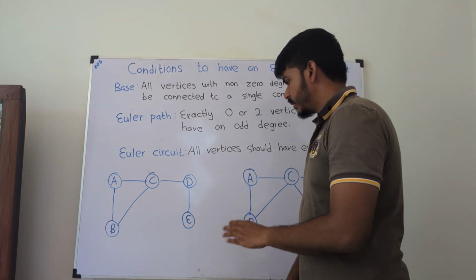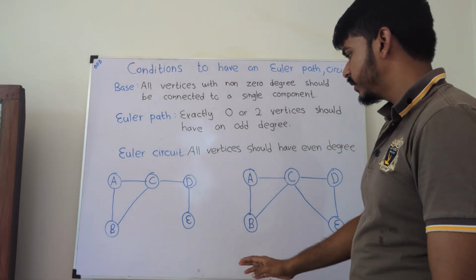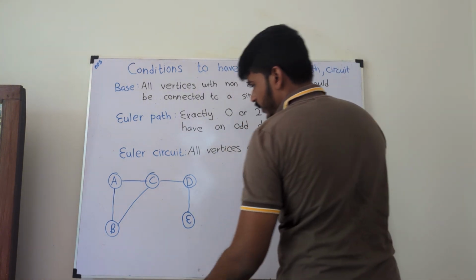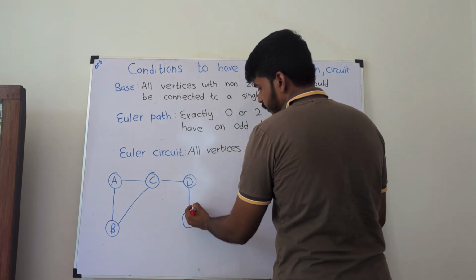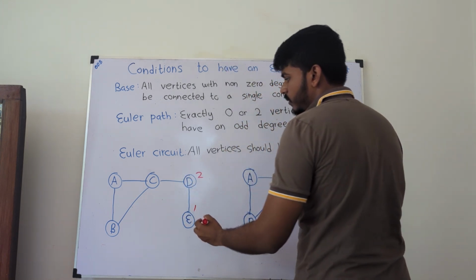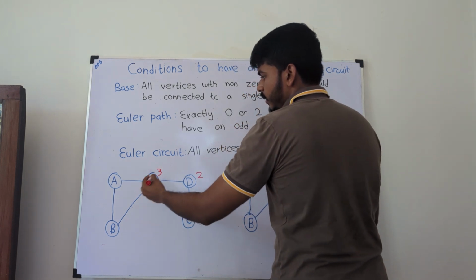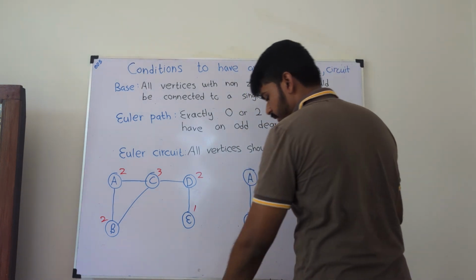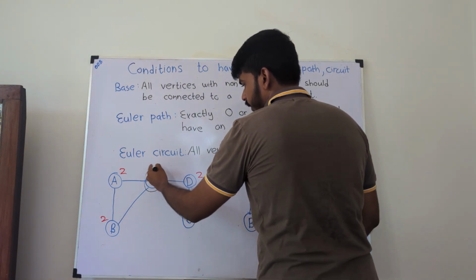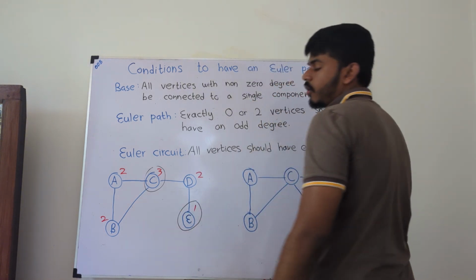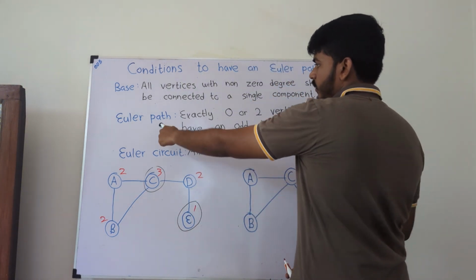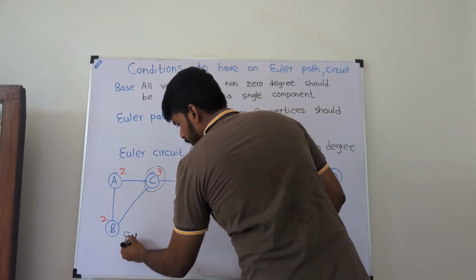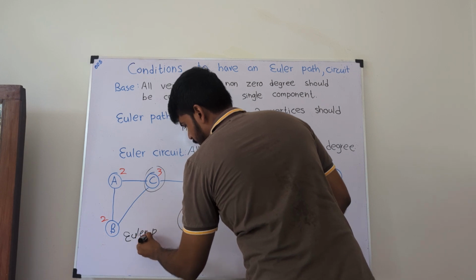Here, as in the previous two examples I have taken, we can first calculate the degrees. Here the degree is 1, here the degree is 2, here the degree is 3, here the degree is 2, here the degree is 2. Here you can see there are 2 vertices that have an odd degree. So this condition proves true. So this contains an Euler path.